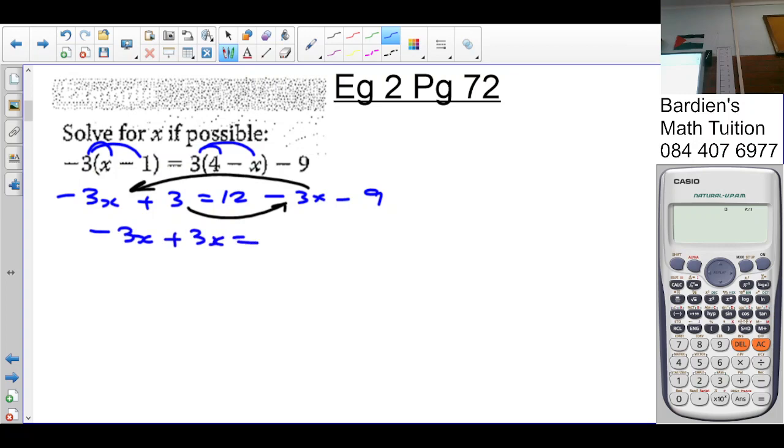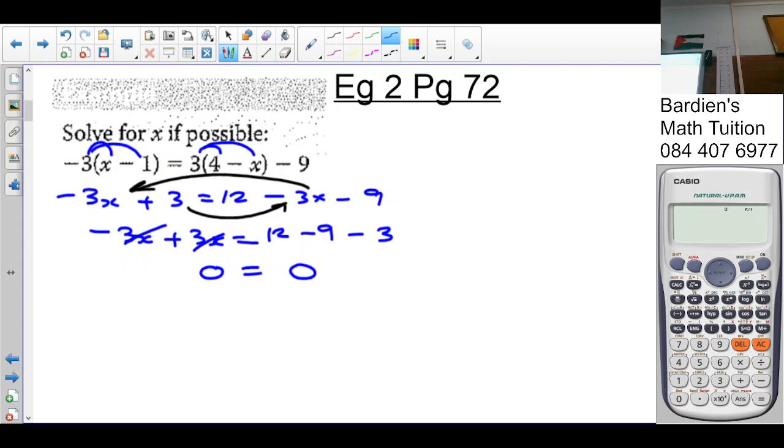Whatever stays here we write down first. You get 12 minus 9. Remember, if it stays on the right hand side, the sign does not change. You all okay with that? You bring positive 3 over, it becomes negative 3. So what is minus 3x plus 3x? 0. Equals. What is 12 minus 9? 3. Minus 3? 0. So 0 is equal to 0.